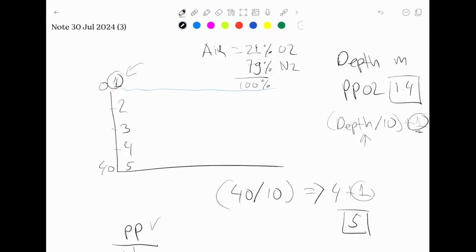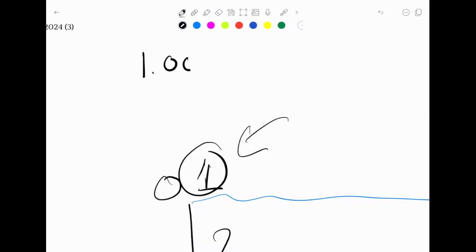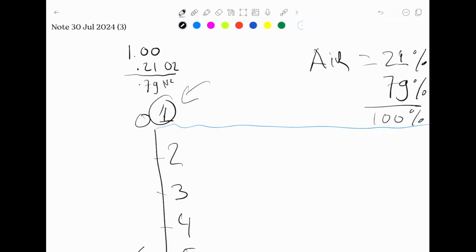There's another way of writing this. Remember, here we have 1 atmosphere, so we could write it as 1.00 bar or atmospheric pressure. 0.21 of that is oxygen, and if you then calculate that, you would have 0.79 nitrogen. So this is another way of writing that. Percentage means nothing more than percentile, right? Which is 1 percentile of 100 is 1, and 21% or percentile of 100 is 21. But this is another way of writing it.